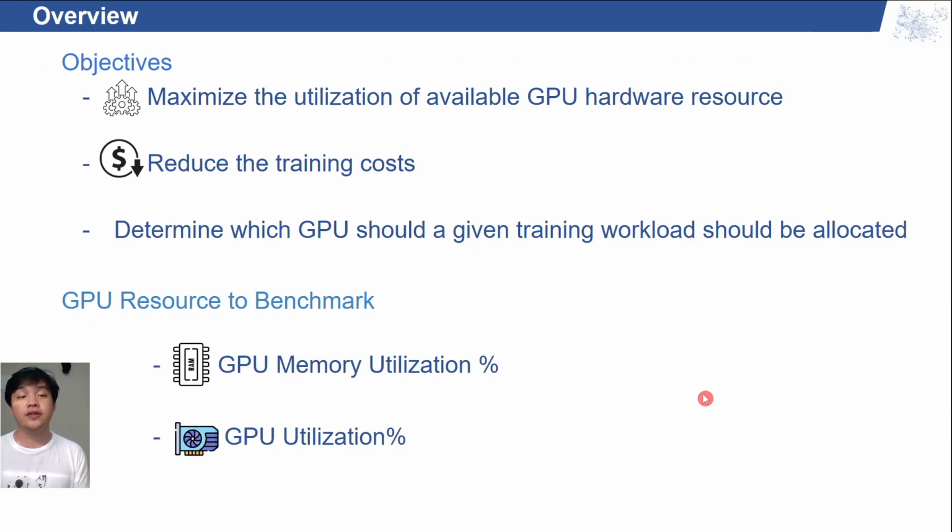Next will be the objectives of the paper. We aim to maximize the utilization of available GPU hardware resources, which we believe will also reduce the training costs, since higher efficiency will lead to lower training time. We also try to determine which GPU a given training workload should be allocated to. In order to achieve these objectives, we aim to focus on GPU memory utilization percent and GPU utilization percent.